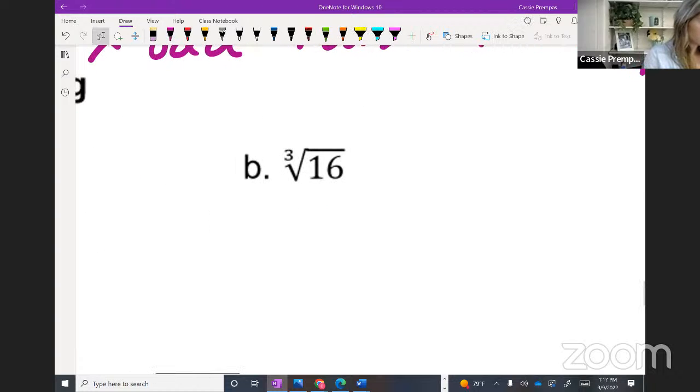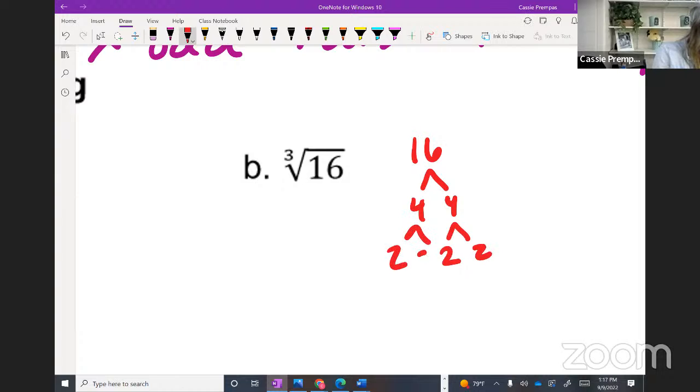Letter B. 16. If you know your perfect cubes, you could break it apart, but I'm going to go the factoring route. What do you know goes into 16? Some people said 4 and 4. Some people said 8 and 2. We're both going to get to the same spot. What does 4 break down into? 2 and 2, and 4 breaks down into 2 and 2.